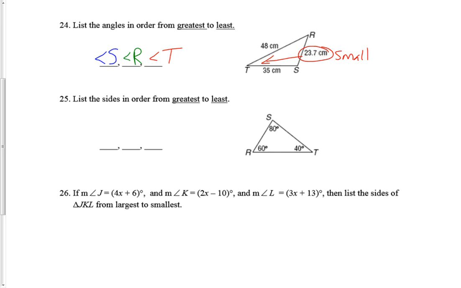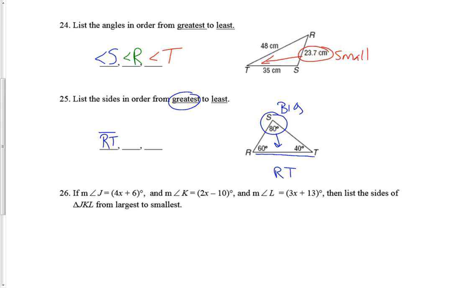Number 25, we're listing the sides in order from greatest to least. So what I want to do is find the greatest angle. The greatest angle is right here. This is the biggest angle I have. Across from it is the biggest side. This side is called RT.